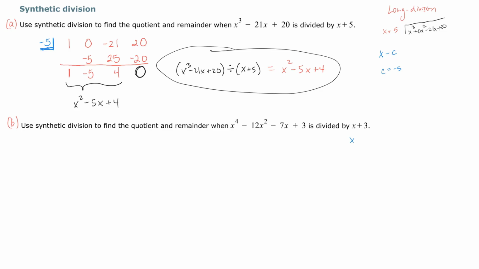So if we look at this as x minus c, we're going to see that c is equal to negative 3. We take this negative 3 and put it up in the upper left-hand corner, and now we're going to read the coefficients of the original polynomial. We get 1, we get 0x cubed, we get negative 12, we get negative 7, and then we get a 3. Remember, the first step is to draw a bar and then bring down the 1. And now you just simply multiply and add.